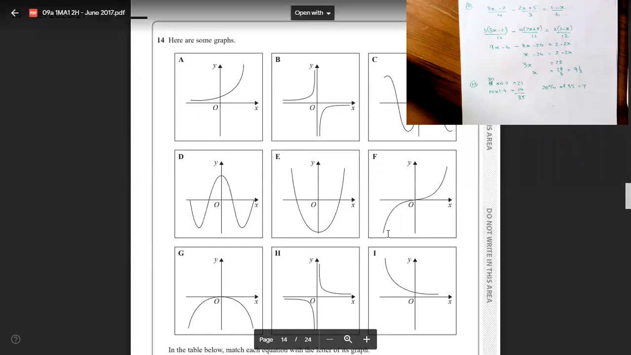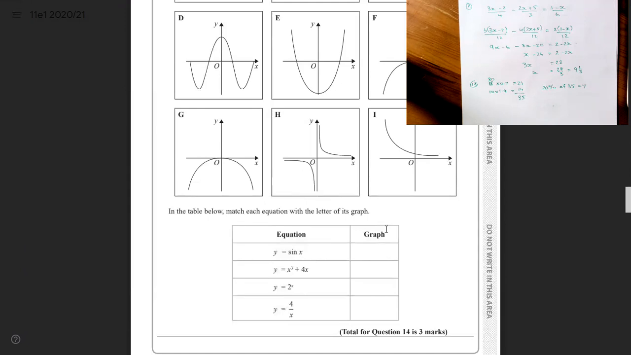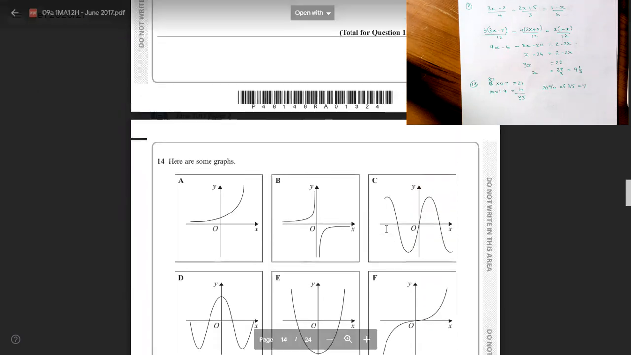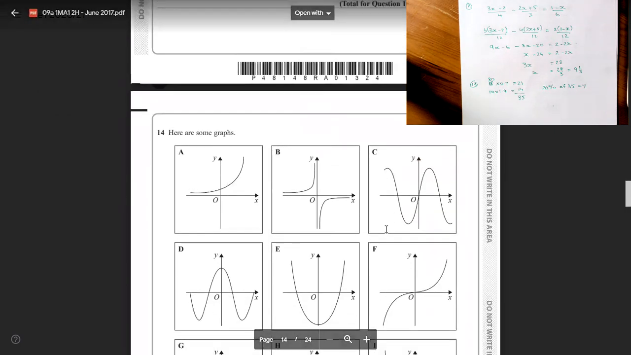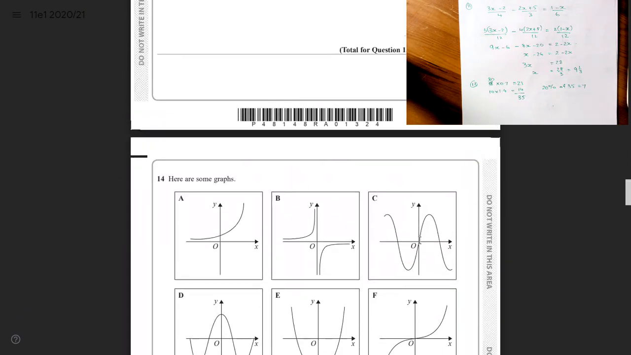So question 14 wants us to do the curves, match the equations to the graph. So y equals sine x. So we should recognize which one's sine. Okay, we should recognize it's either C or D, but we should know that sine of 0 is 0. Okay, so the first one is C.